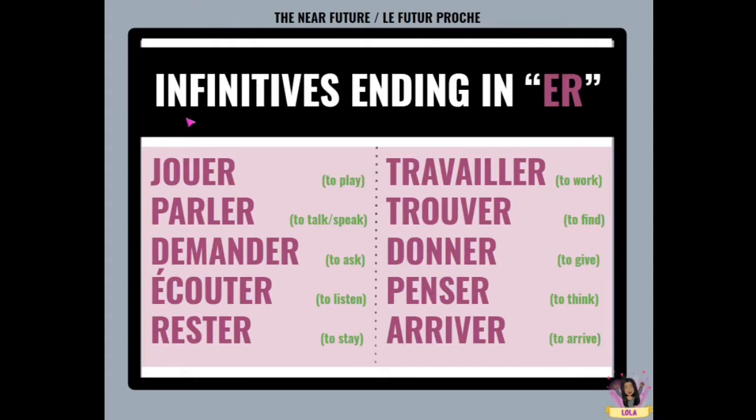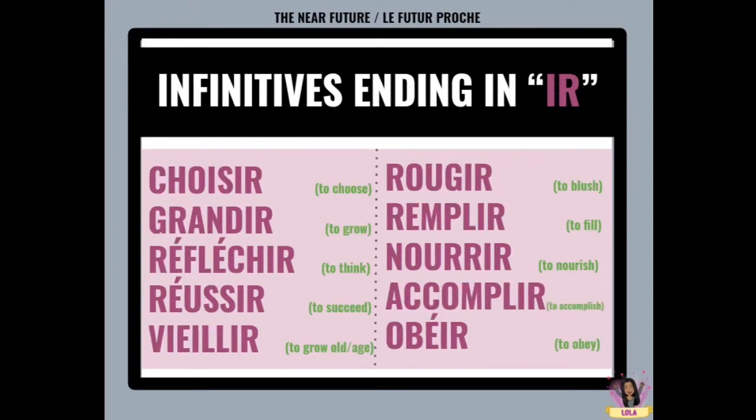And finally, the third part are the infinitives ending in ER in this case. And I've just pulled out a couple of ER verbs that I've used in my other videos. So you can see a whole bunch of them here: jouer, parler, demander, écouter, rester, travailler, trouver, donner, penser, and arriver. And of course, there's so many more. These are just a few as examples.